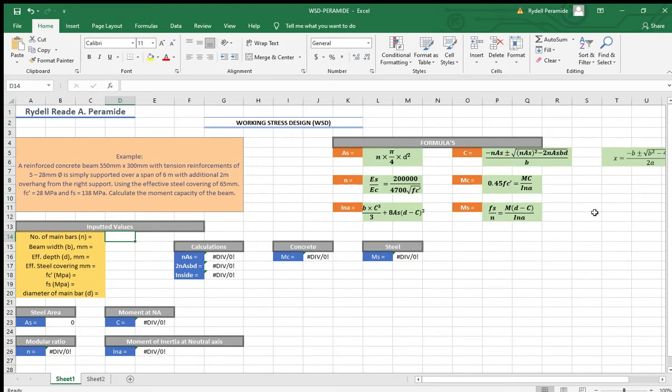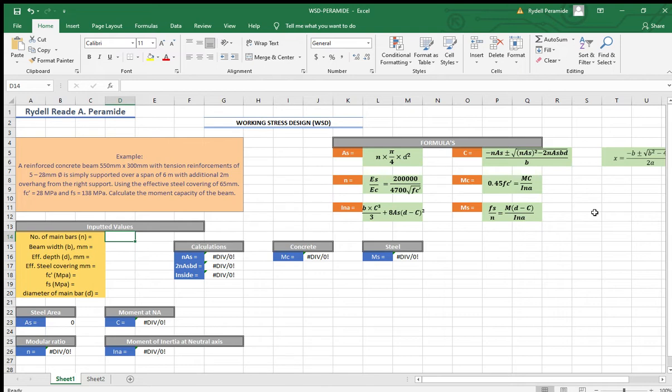Hello guys, we have here an example of a design of a singly reinforced beam, and we have been given a task to use the WSD method, or the working stress design. So without further ado, let's start.